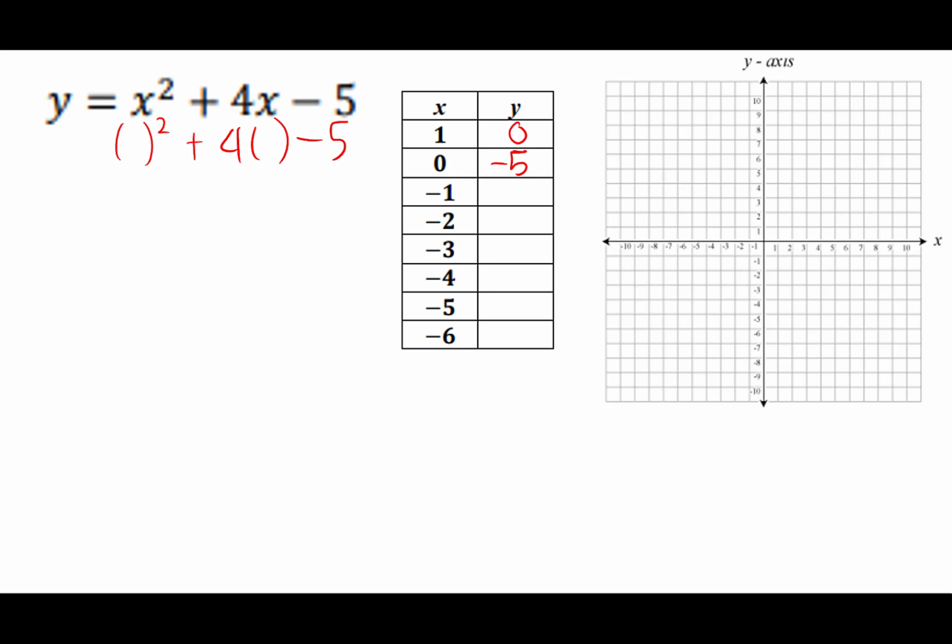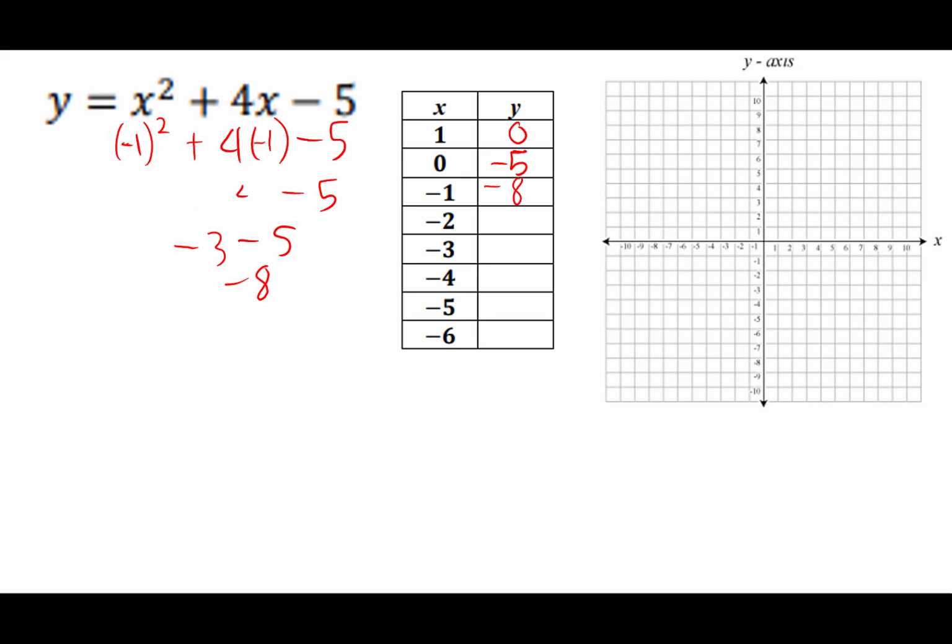So now we're going to do negative 1. Negative 1 squared is 1. 4 times negative 1 is negative 4. Minus 5. 1 minus 4 is negative 3. Minus 5, that gives me negative 8.